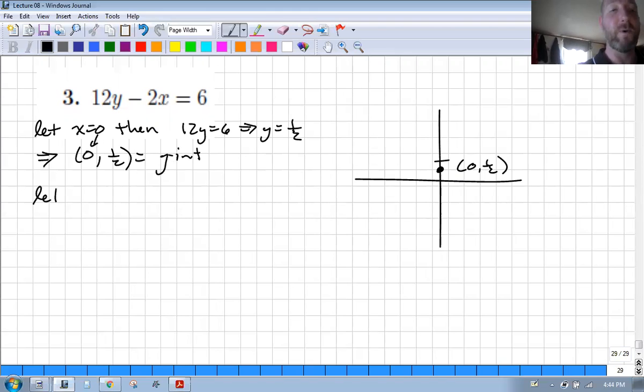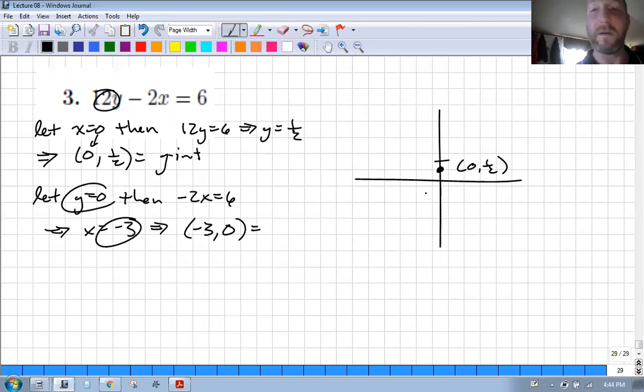If we let y be 0, then negative 2x equals 6, or x equals negative 3. So negative 3, 0. 1, 2, 3. This is our x-intercept. We've got 2 points. We can draw a line through them. Those are all the solutions.